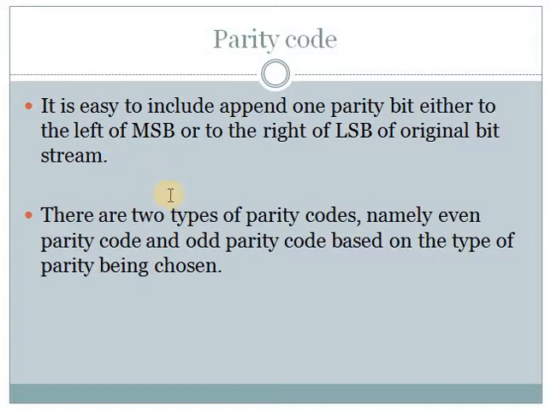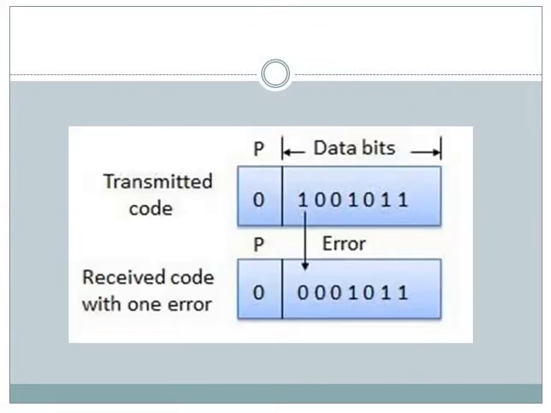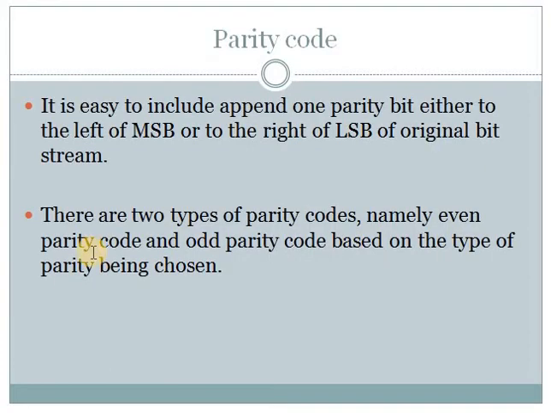Now we will see about the parity bit or parity code. It is easy to append one parity bit either to the left of the most significant bit or to the right of the least significant bit of the original bit stream. See here, the parity bit is included here. There are two types of parity code, namely even parity code and odd parity code, based on the type of parity being chosen.